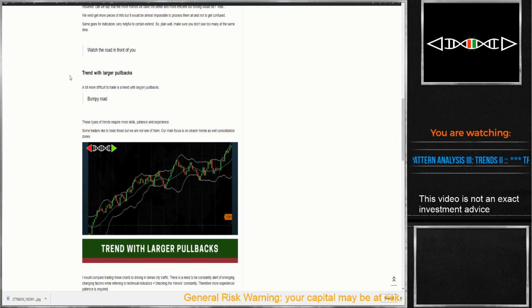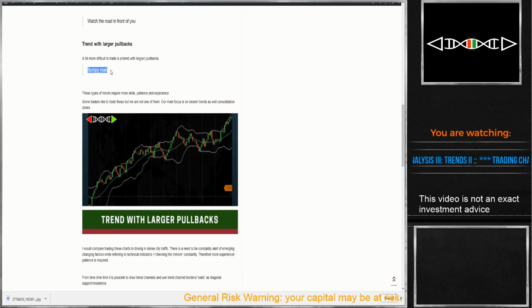Now it's time to look at trends with larger pullbacks, and these are slightly more complicated, as can be seen from the next picture. I would refer to it as a bumpy road. You can still drive ahead, you can still get to your destination, you might still succeed trading, but a lot more attention is required. Let's say in this rising trend you could trade these couple of pullbacks, or you could wait until a confirmation, or a couple of confirmations, are made.